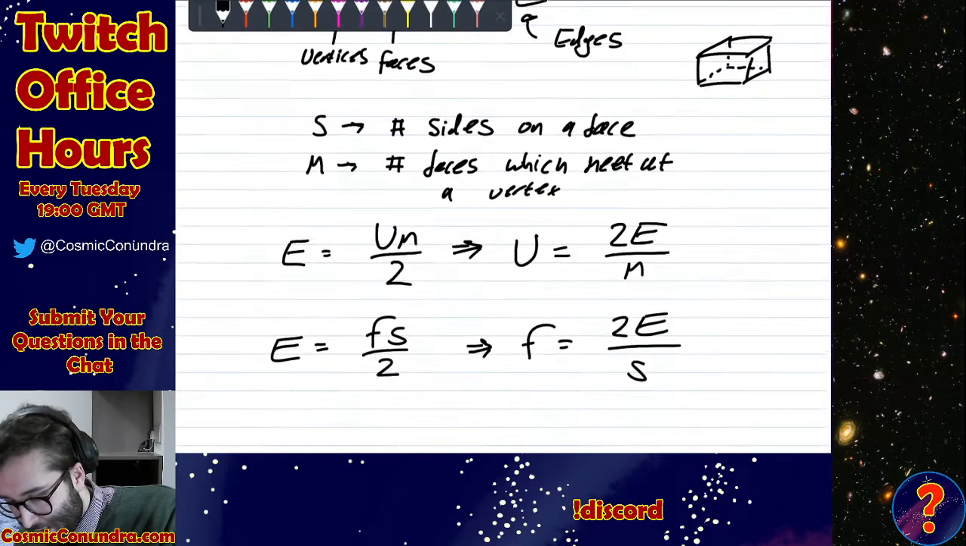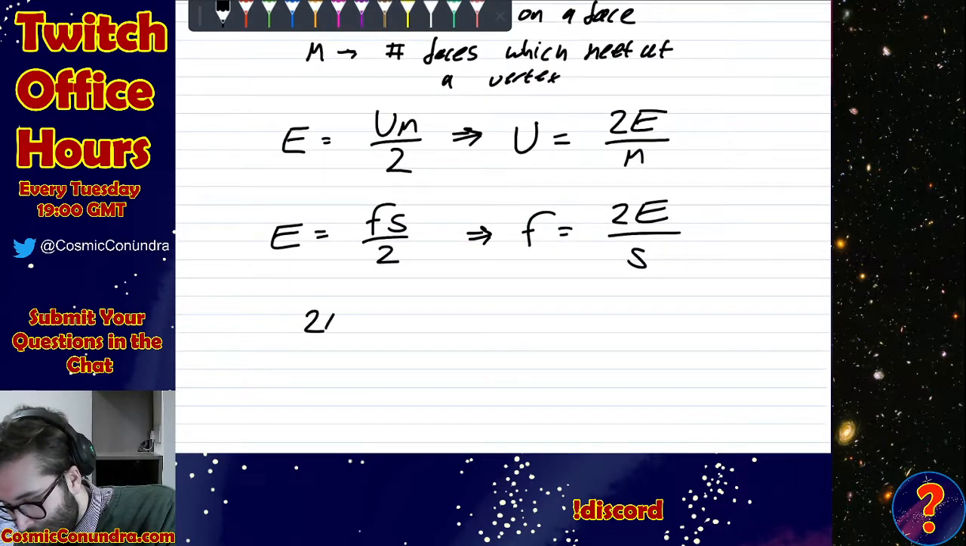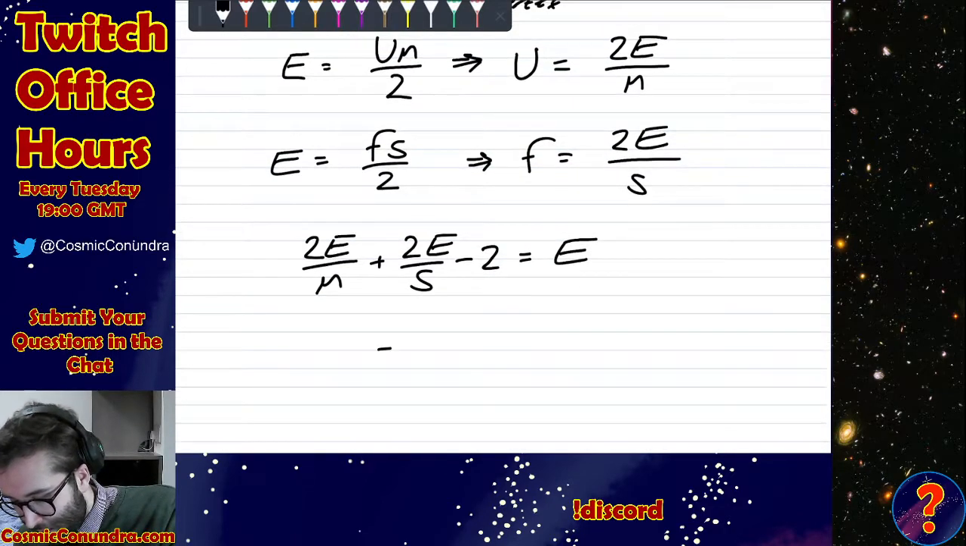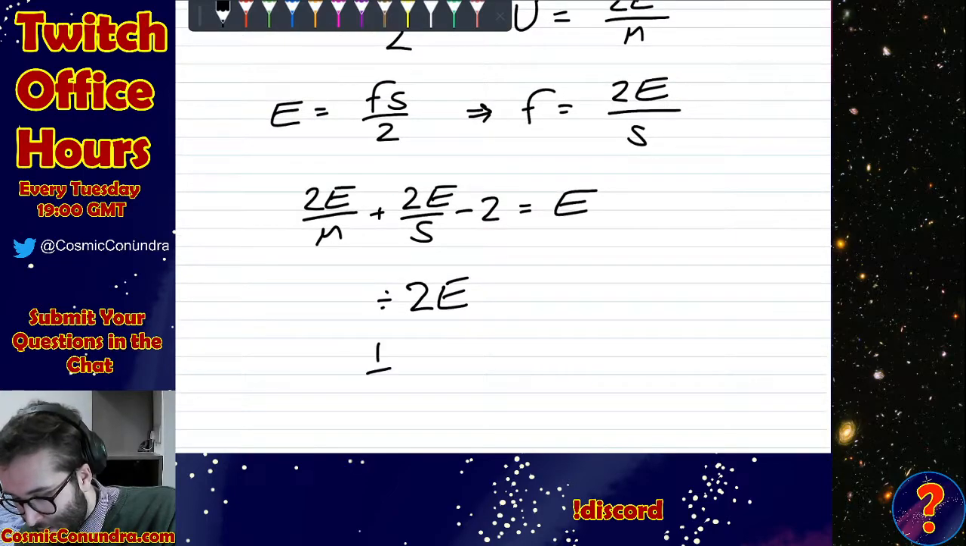And that gives us 2e over m plus 2e over s minus e is equal to 2. Okay? And now if we divide this whole thing by 2e, that gives us 1 over m plus 1 over s minus 1 over 2 is equal to 1 over e.